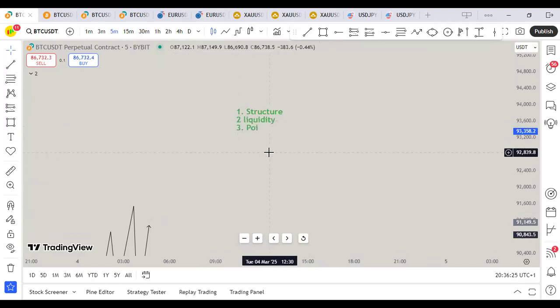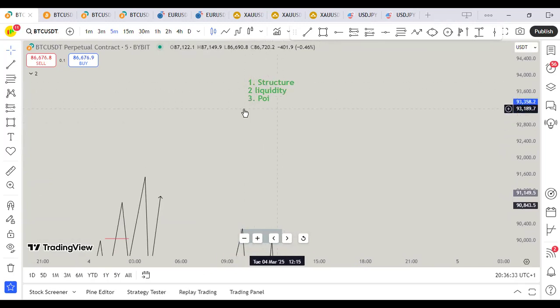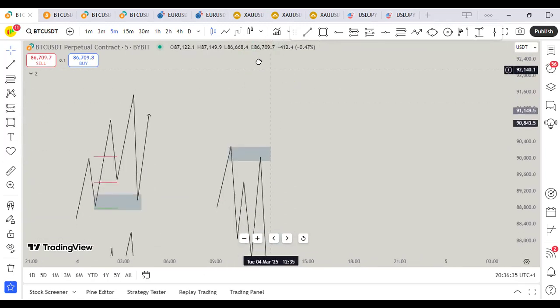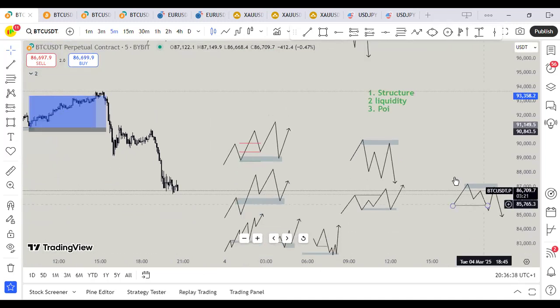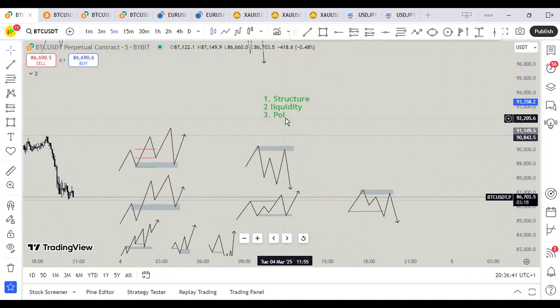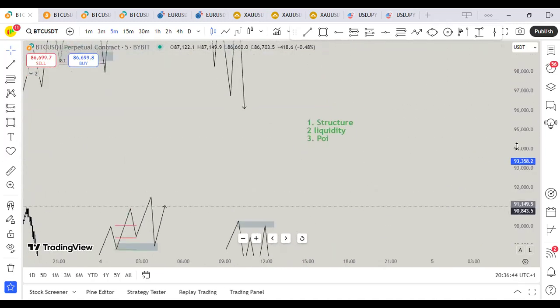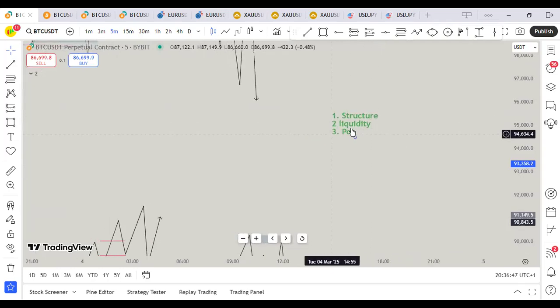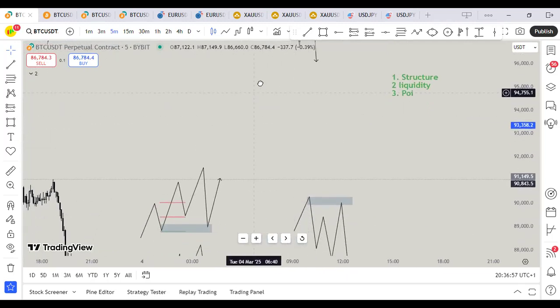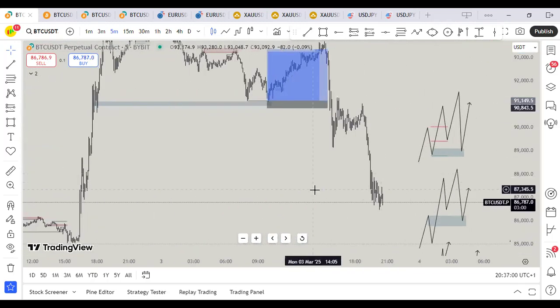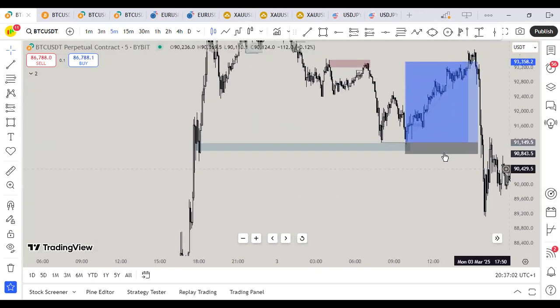Okay. Now, these are the rules. These are the type of setup. These are my rules: structure, liquidity, POI. But first, I'm going to explain the types of POIs I like to trade on Wednesday. But let's recap on structure and liquidity. Let's look for them on the chart now.